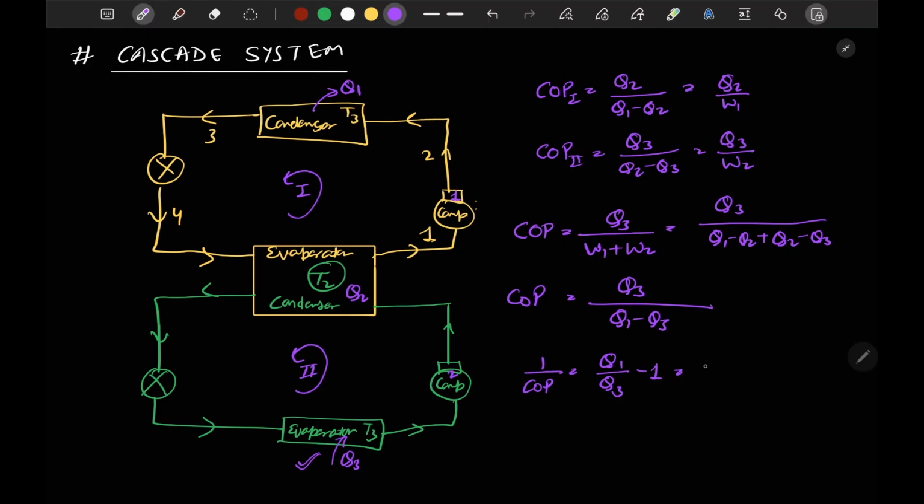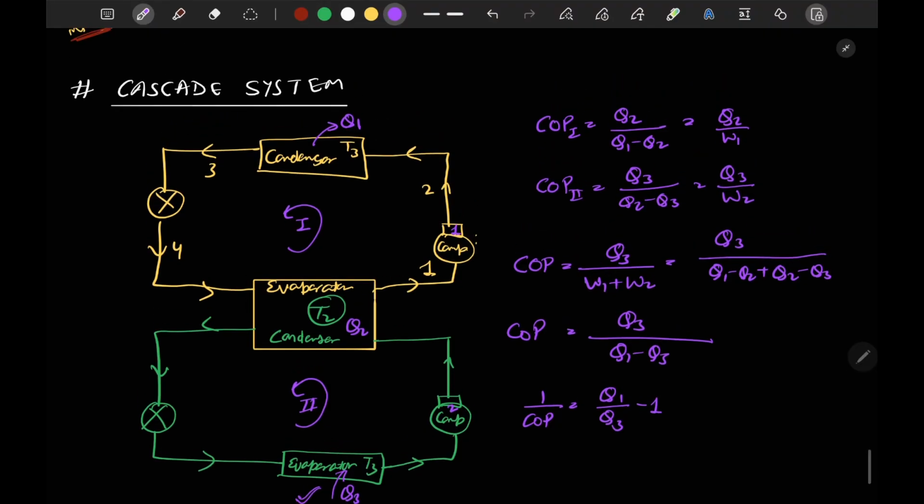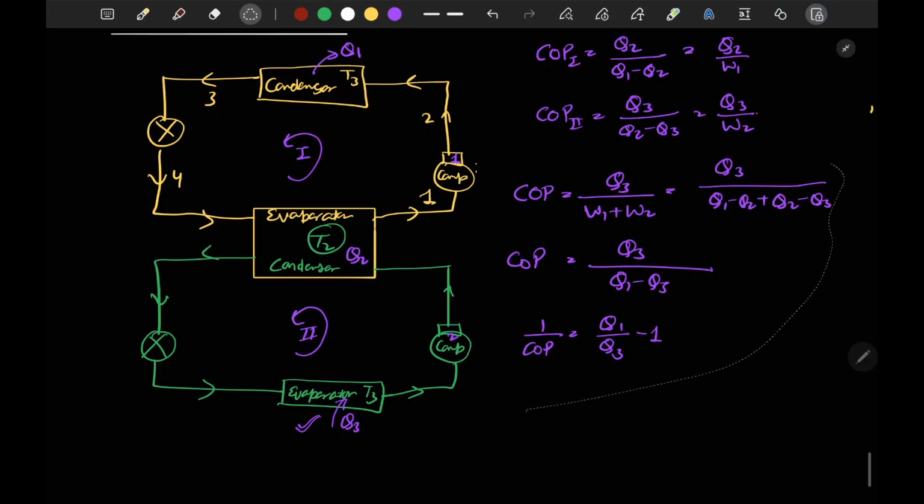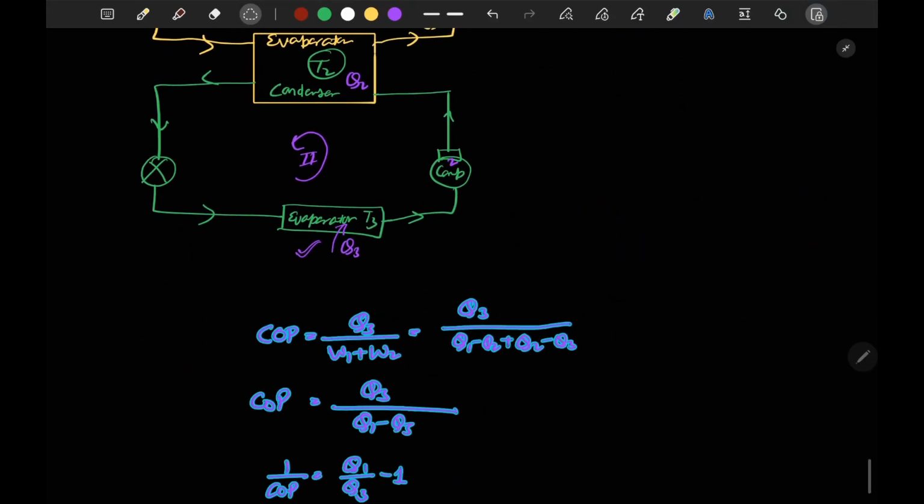So here we can write, if we look into the equation of COP2, that Q3 is equal to Q2 minus Q3... or let's not write it here. Let me create some space here first. I'm moving this here.